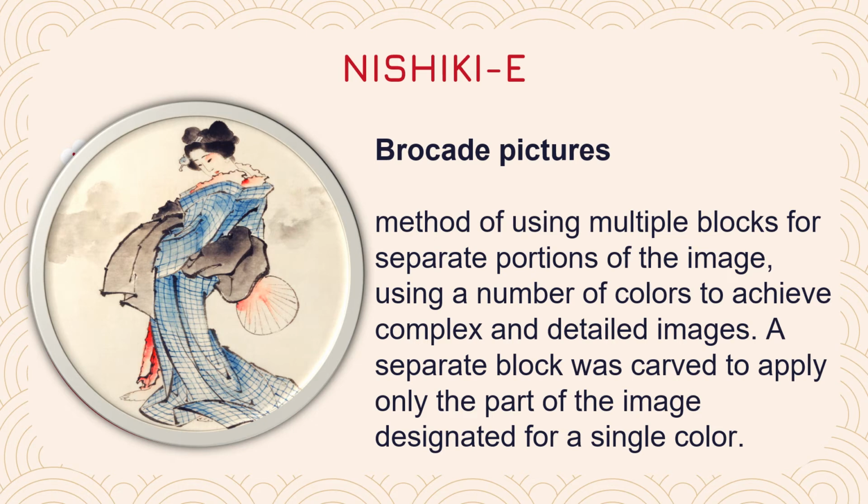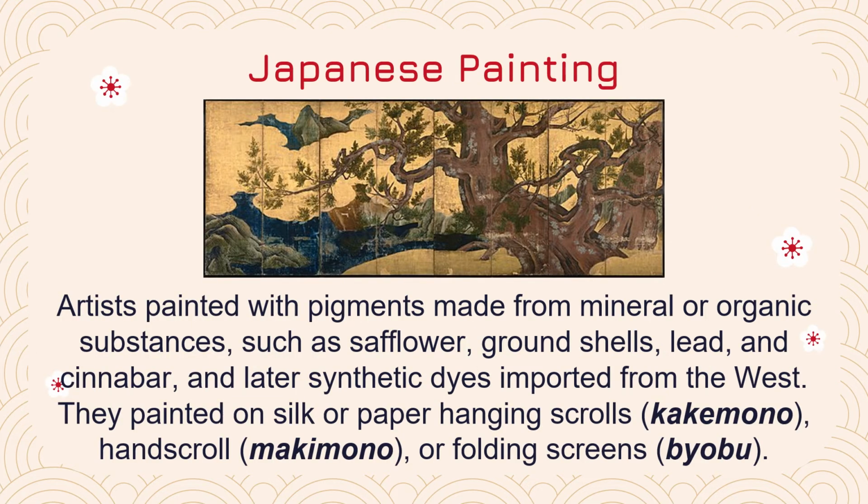Nishiki-e, or the brocade pictures, is a method of using multiple blocks for separate portions of the image, using a number of colors to achieve complex and detailed images. A separate block was carved to apply only the part of the image designated for a single color. Artists painted with pigments made from mineral or organic substances, such as safflower, ground shells, lead, and cinnabar, and later synthetic dyes imported from the West.